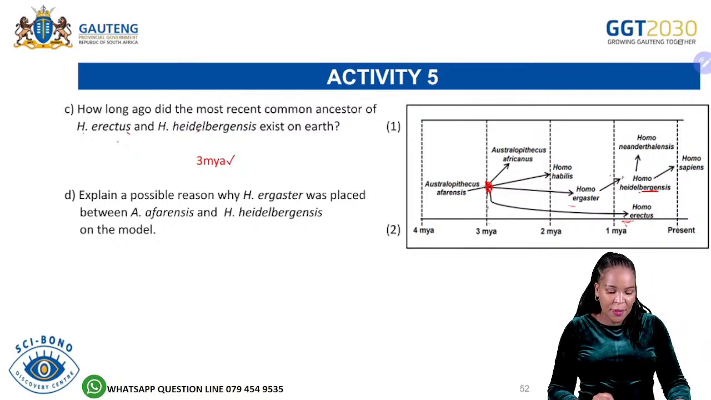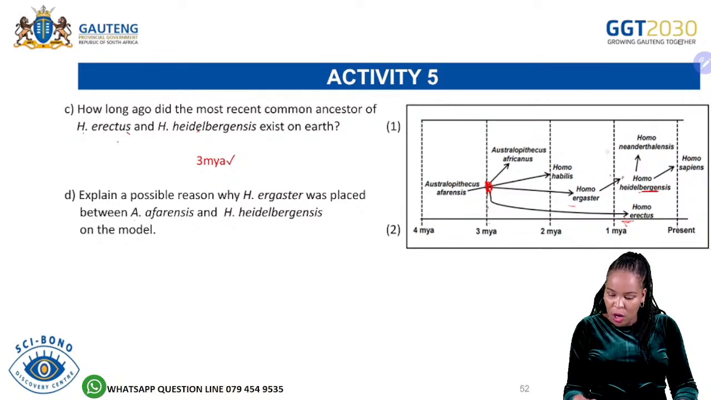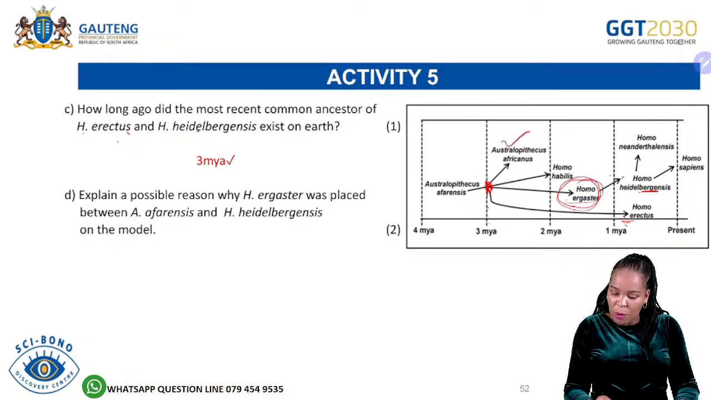Now, explain a possible reason why Homo ergaster was placed between Australopithecus afarensis and Homo heidelbergensis on the model. On this model, you find our Homo ergaster here. So why is it placed between Australopithecus africanus and Homo heidelbergensis? This is a very important question. Why is it placed in between?